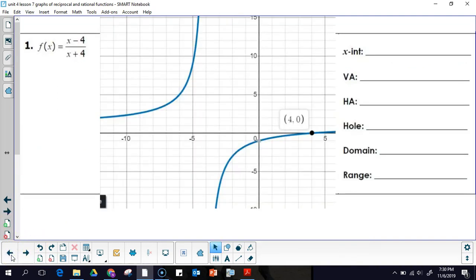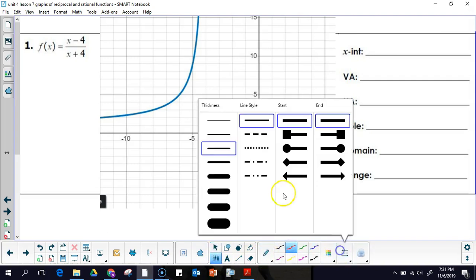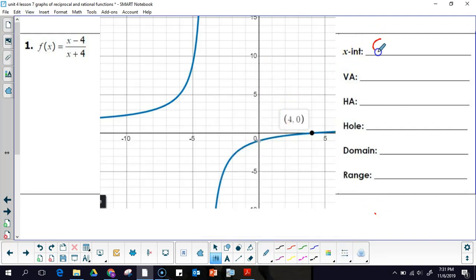All right, we're going to look at a few of the rational functions and then we're going to stop. So the x-intercept for this particular graph, for number 1, is 4, 0. The vertical asymptote looks like it's right here. It's really hard to tell.